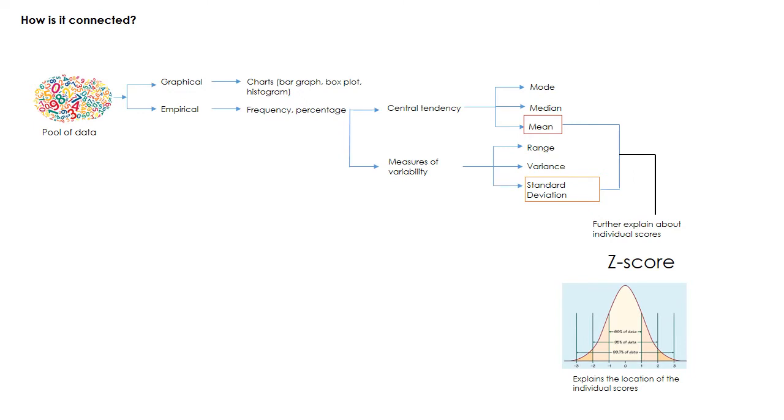The other way is we use the numbers, the empirical values, to organize the information. So how did we organize? We started with frequency table, and from frequency table we can transform the frequencies into proportions, or convert it into percentages.